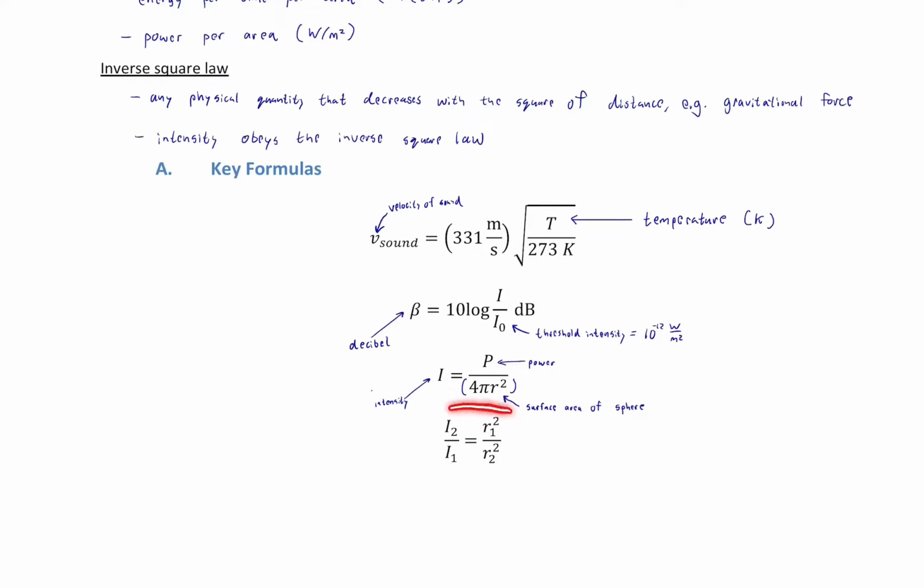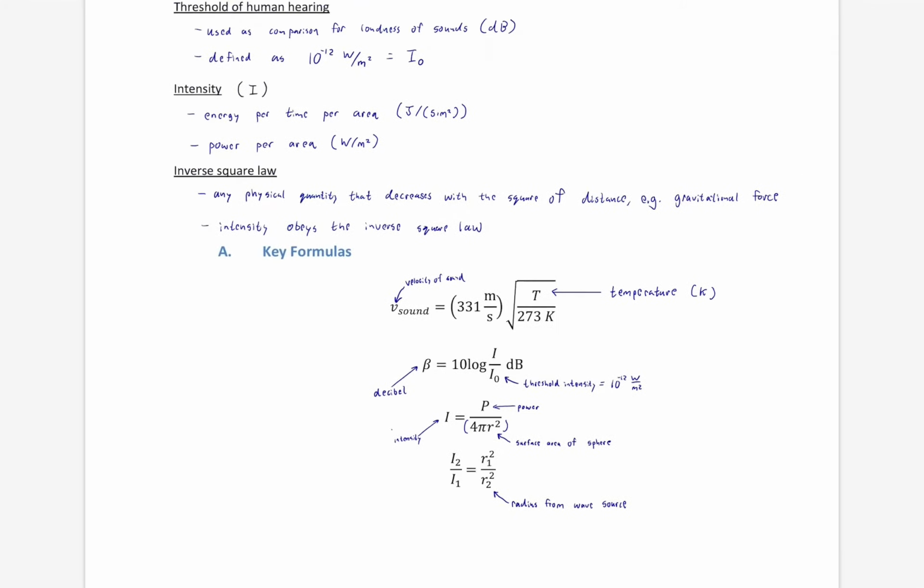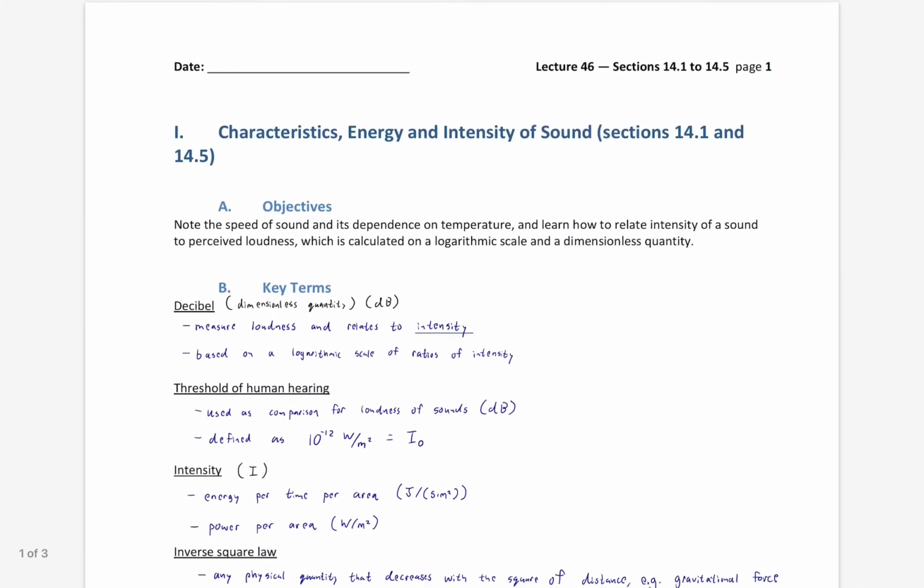And then finally, to simplify, if we ever need to compare between 2 intensities, we can use this handy-dandy relationship to find the ratio of intensities and the ratio of distances, okay? Where the r is the radius from the wave source. All right, so we'll get right to it and do some practice problems.